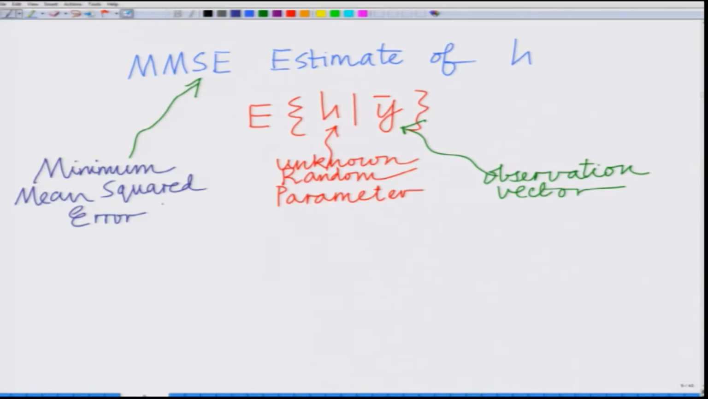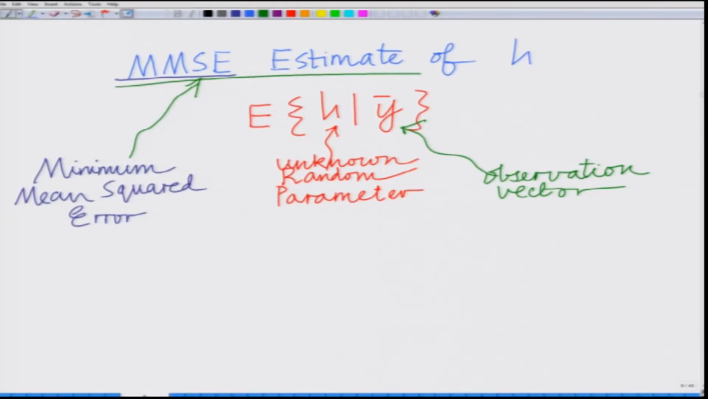MMSE stands for the minimum mean squared error, and this is an important aspect of the estimation. So, let us now illustrate how to compute this MMSE estimate for a Gaussian scenario. What we want to do in today's module is compute this MMSE estimate specifically for a Gaussian scenario, that is, when the parameter h and the observation y are jointly Gaussian.